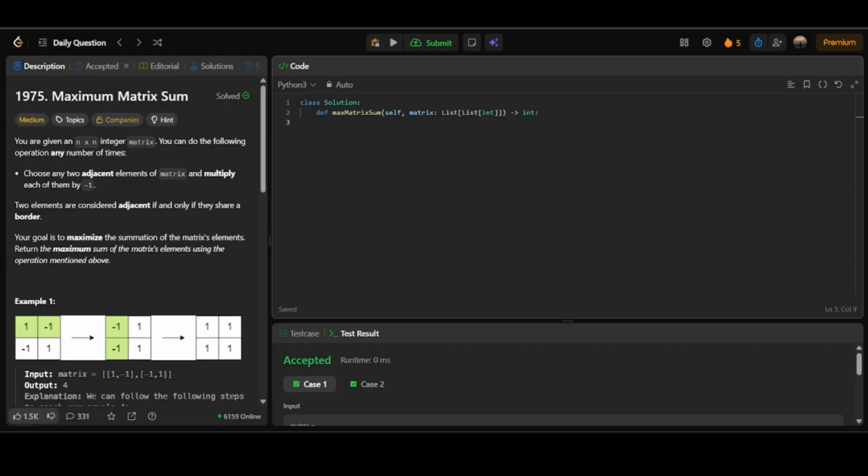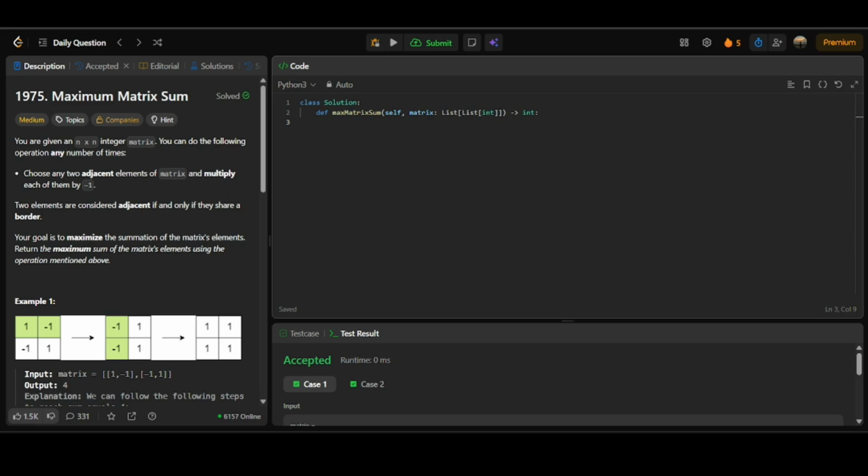So today we are going to solve the LeetCode problem 1975, Maximum Matrix Sum. It's a medium level problem. It may seem very difficult or a bit confusing for you, but once you understand the approach, it's a very simple problem. So we'll be solving this.